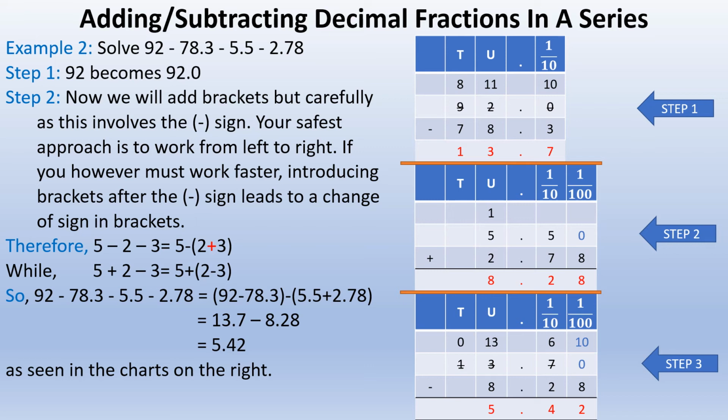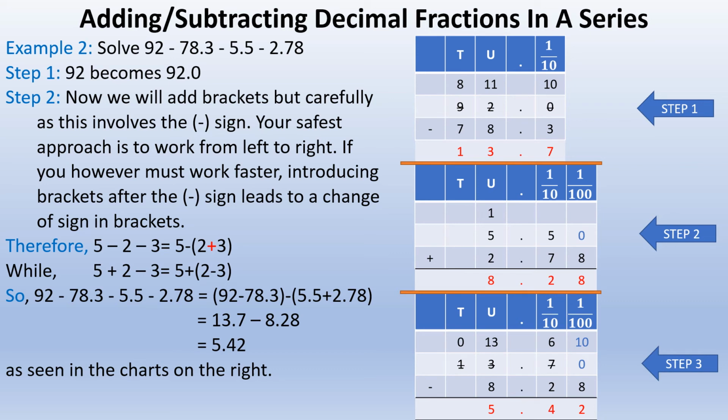All right, now the next thing we do is consider the operations we have. If you want to start from the left and work down to the right, ideal. 92 minus 78.3 first, the answer you get minus 5.5, the answer you get minus 2.78. That's a beautiful way to do this kind of math. It's just that sometimes you might come up with negative numbers, and all the same it should be pretty easy doing it this way.